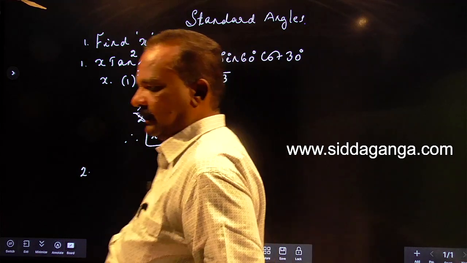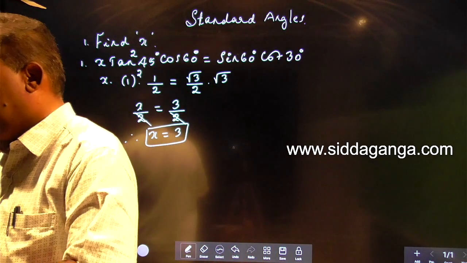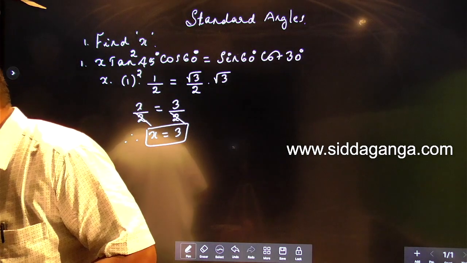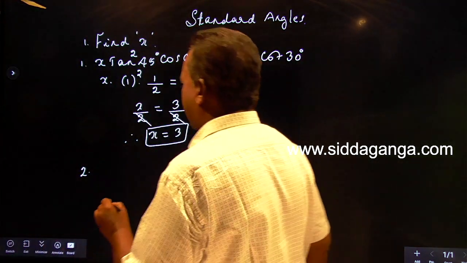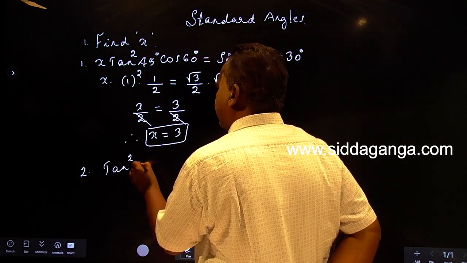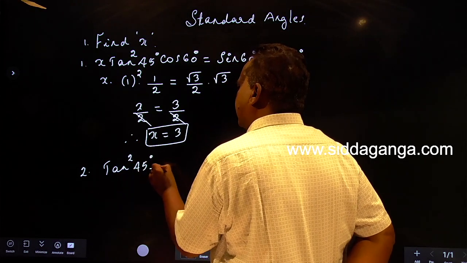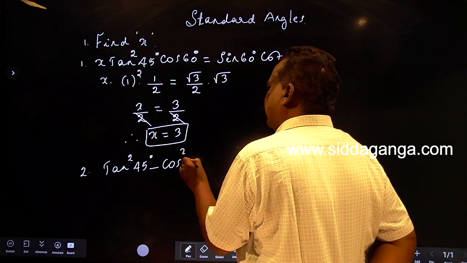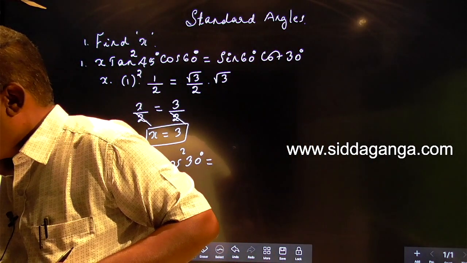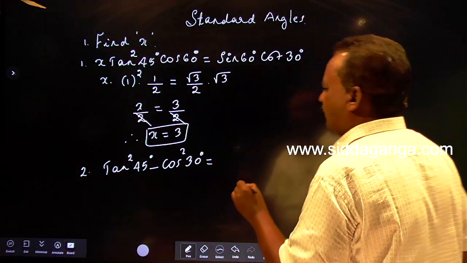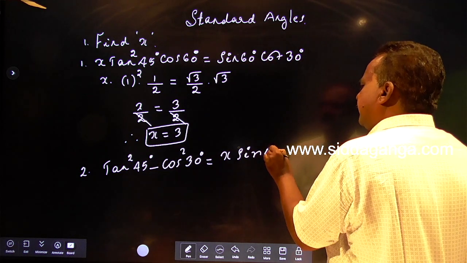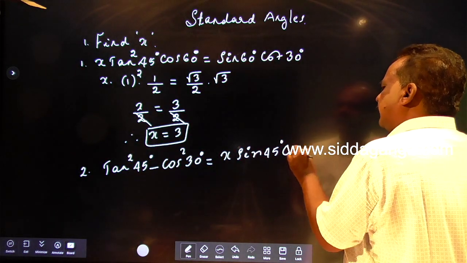Similarly, let us take one more problem. Tan square 45 degree minus cos square 30 degree is equal to x into sin 45 into cos 45.